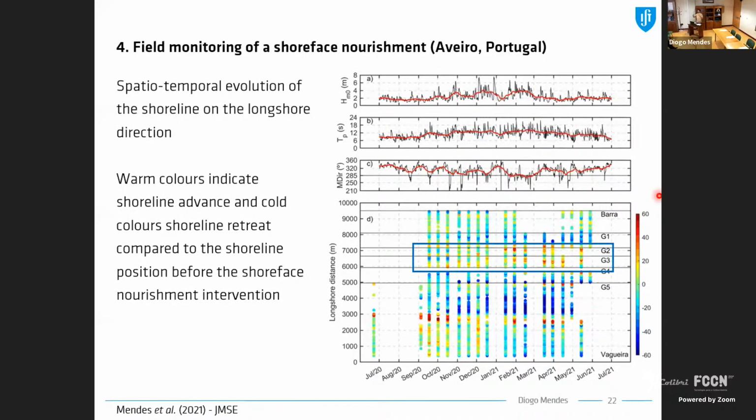So the first one is within the groin field, where we mostly see warm colors even during storm conditions. So we have here very large storms during winter, and even during those storms, the shoreline still moved and still increased in beach width. But then, downdrift of groin 5, we see that this pattern changes and is mainly associated with cold colors. So it indicates a shoreline retreat, so a decrease of the subaerial beach volume.